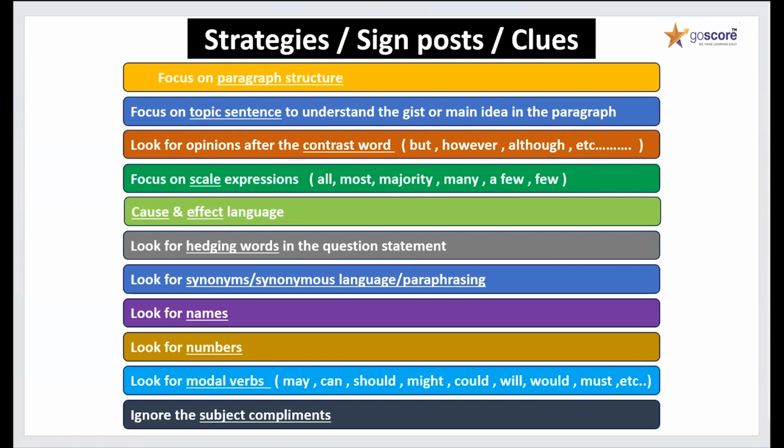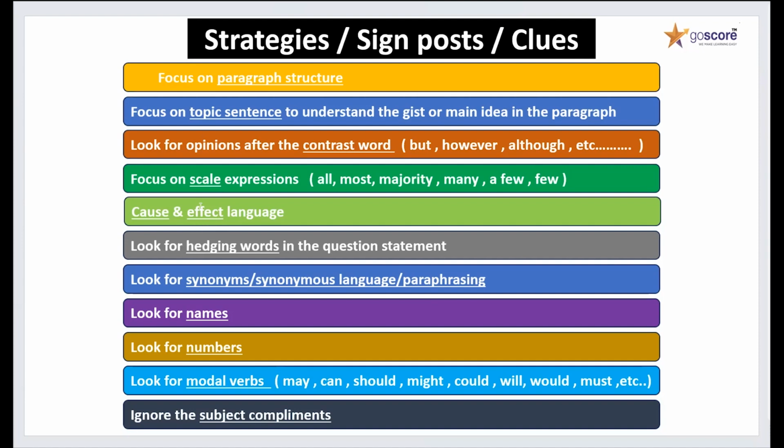Okay, focus on scale expressions. Then cause and effect language. You need to understand the cause and effect language. If they ask you for a cause, you need to definitely write a cause or reason. Don't select the option which is the effect, because in the answer options, they will give you the cause.